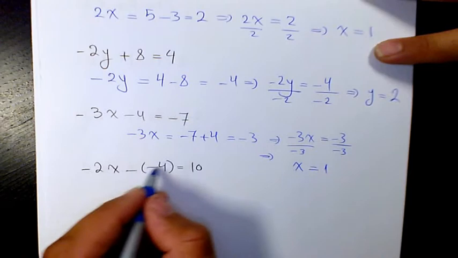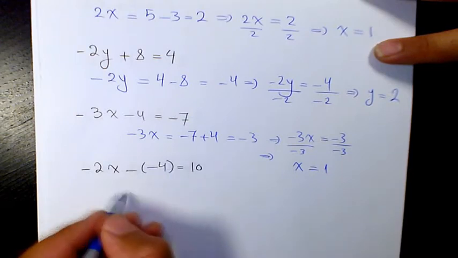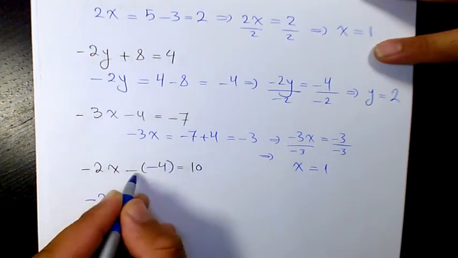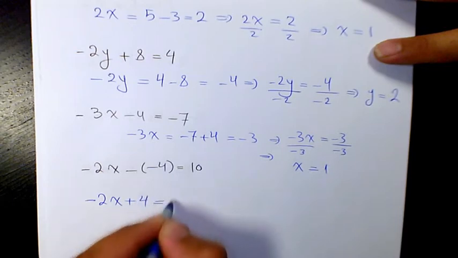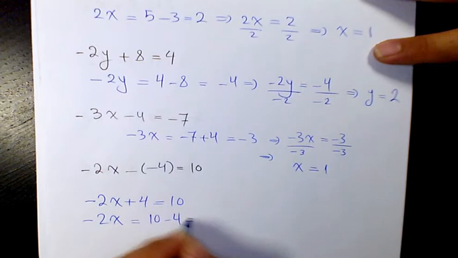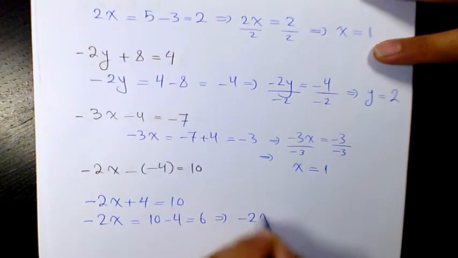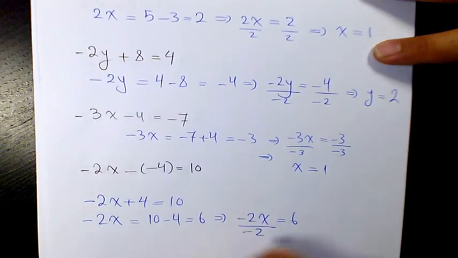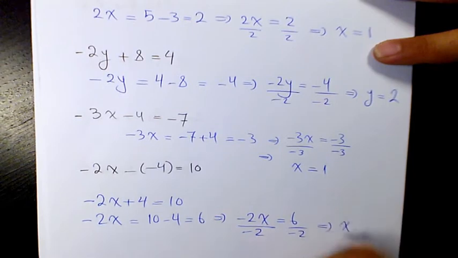Negative 2x minus negative 4 equals to 10. So we have negative 2x, negative times negative is going to be positive, so it's positive 4. So negative 2x equals to 10 minus 4 equals to 6. So we have negative 2x equals to 6. We need to divide both sides by negative 2. So it's going to be x equals to negative 3. That's the final answer.